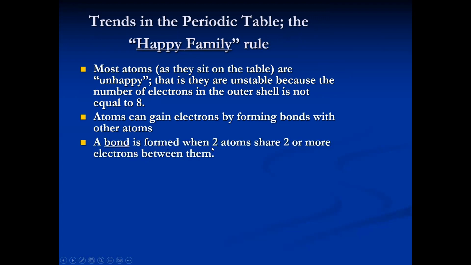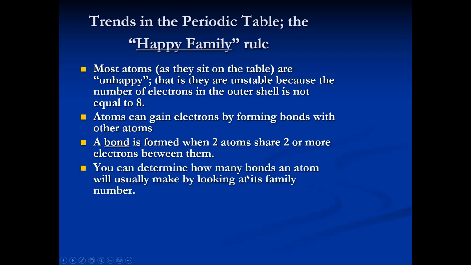A bond is formed when 2 atoms share 2 or more electrons between them. Please note, a bond is 2 or more electrons. They always come in pairs. So 1 bond is 2 electrons being shared. 2 bonds is 4 electrons. So every time there's a bond, you multiply that by 2. That's how many electrons are being shared.